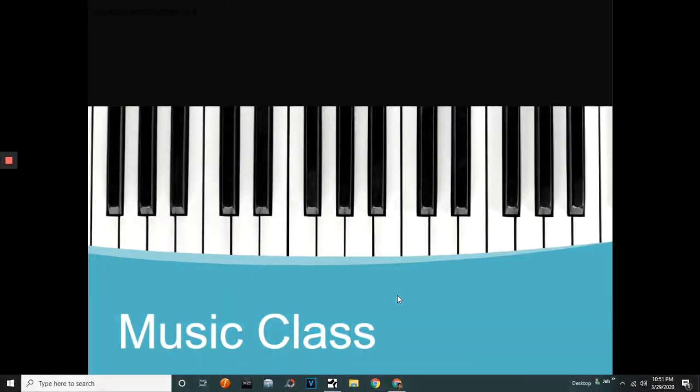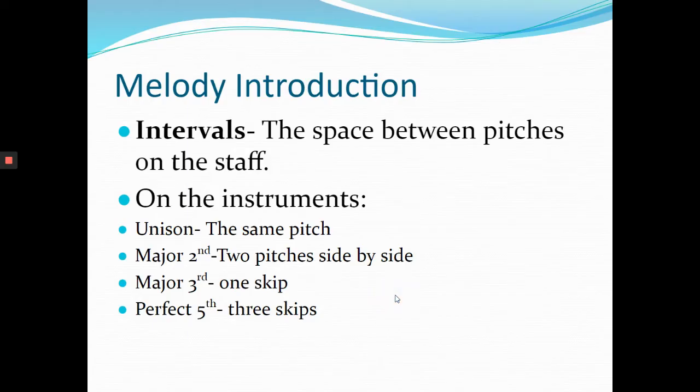Here's the welcome screen, if you remember that. Moving on: melody, introduction. But intervals are the space between pitches on the staff. Why is this important in harmony? Knowing what interval you have will determine how your harmony will sound. It's super important because the closer the intervals, the more the pitches sound very similar. The wider the interval, the more they sound different, from one being really low and one being really high, and you really will hear the difference.